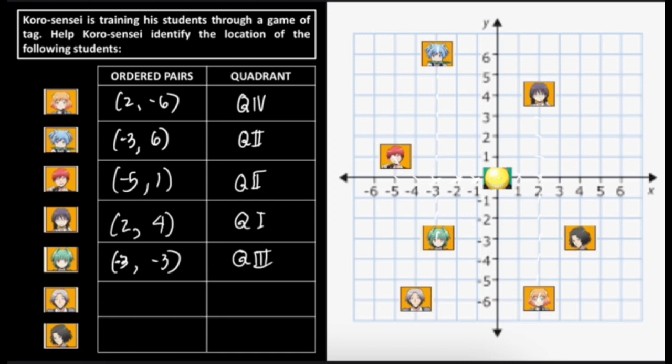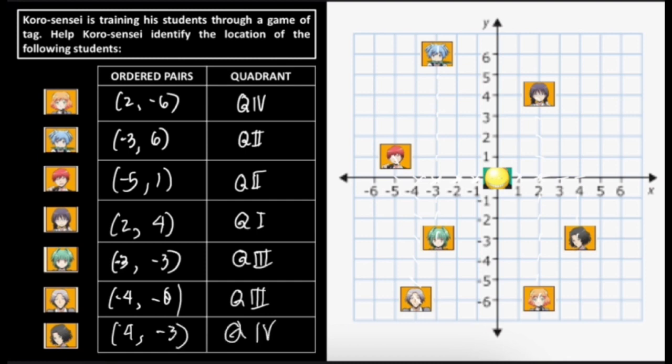Similarly, for the short-haired man, the gray-haired man, we go 1, 2, 3, 4 units to the left. So that should be negative 4. And then we went 1, 2, 3, 4, 5, 6 units downwards. So it's negative 4, negative 6. And with that, we can say that the location of this guy right here is also in quadrant 3. While for the short-haired woman, we go from Core Sensei 1, 2, 3, 4 units to the right. Then how many units down do we go? 1, 2, 3. So it's at 4, negative 3. And it's in quadrant 4.